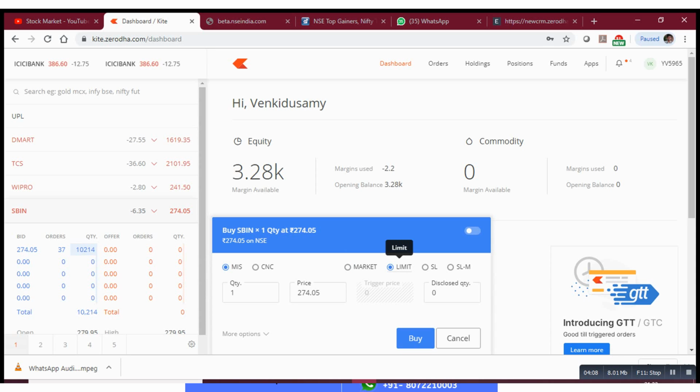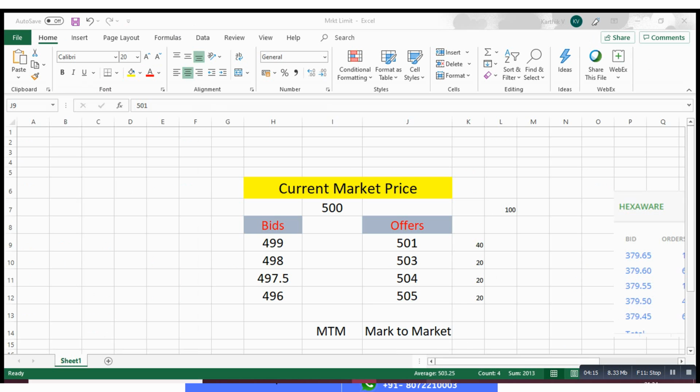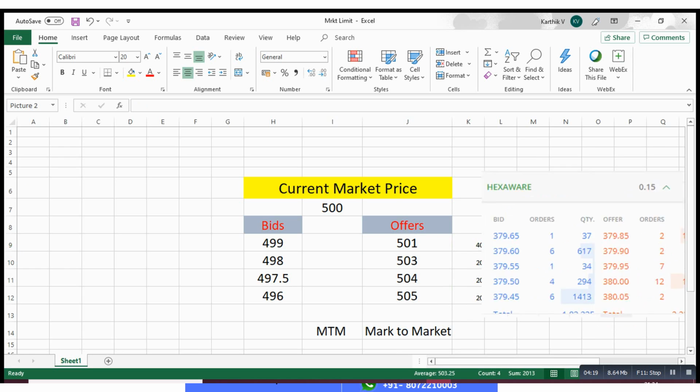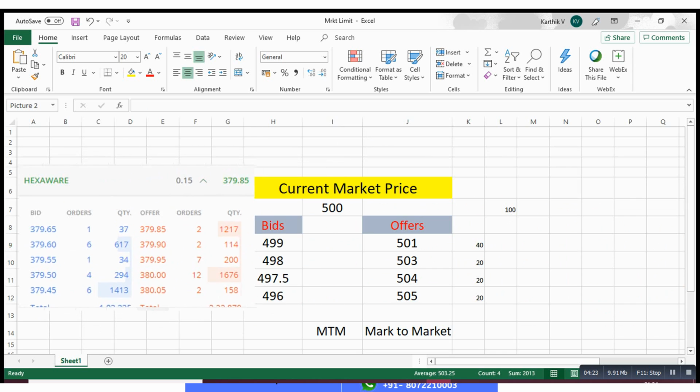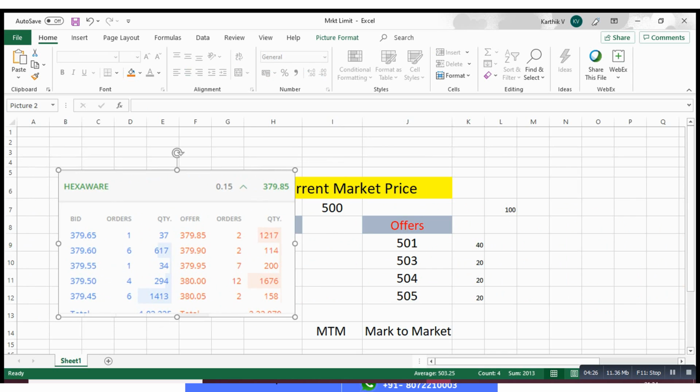I hope you got a clear idea of what is meant by market order and limit order. If you still have any questions, you can WhatsApp me on 8072210003. Here again I show this thing where you can see the current market price, 379.